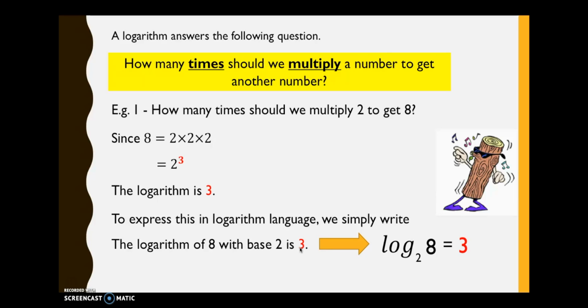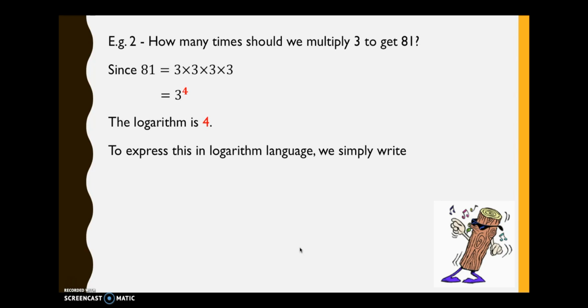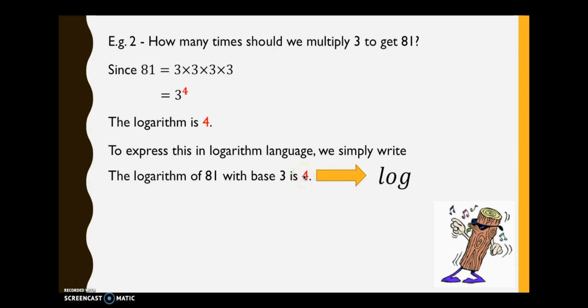Let's try it with another example. How many times should we multiply 3 to get 81? 81 is 3 times 3 times 3 times 3, which is 3 to the power of 4. Since I have to multiply 3 4 times, the logarithm is 4. To express this in logarithmic language, we simply write the logarithm, or the number of times I have to multiply 3 to get 81 is 4. Or in other words, logarithm of 81 with base 3 is 4.